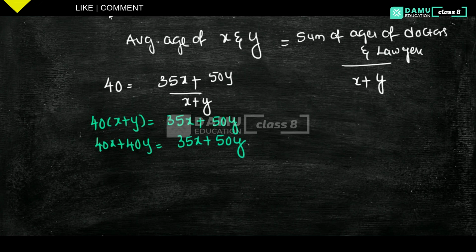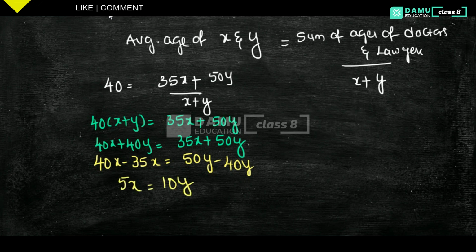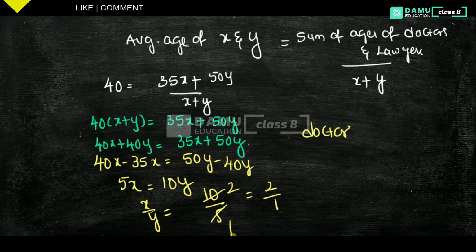So 40x minus 35x equals 50y minus 40y. 40x minus 35x is 5x, and 50y minus 40y is 10y. What they asked is x by y, doctors to lawyers, that is the ratio 10 by 5. 5 ones are 5, 5 twos are 10, so 2 by 1. So the doctors to lawyers ratio will be 2 by 1, that is 2:1.